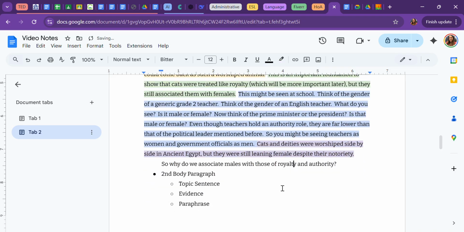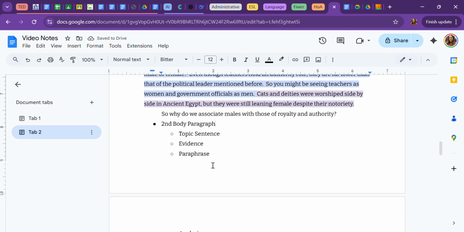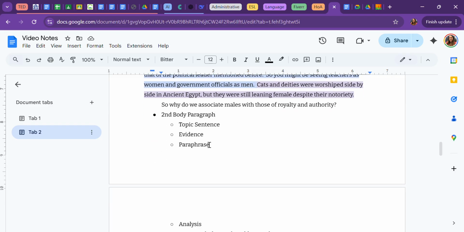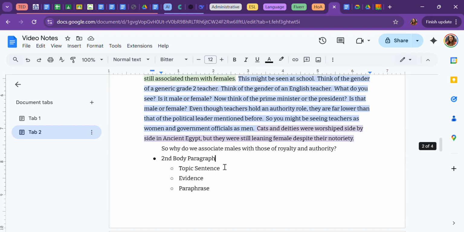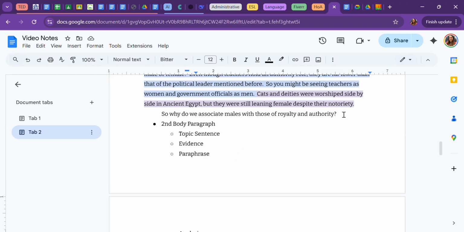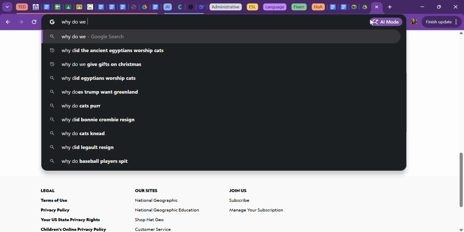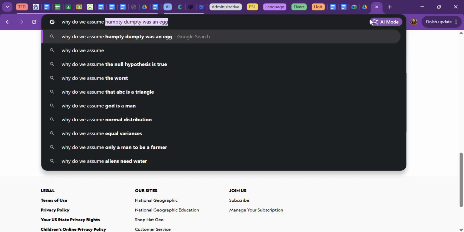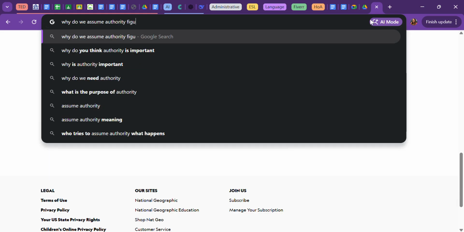Okay. Now let's analyze what a second body paragraph looks like using TPACK. So we have a topic sentence introducing the topic, evidence, paraphrase, put in your own words, analysis. We're going to use the 5Y example. And then a conclusion. And we also want to include a real world example in our analysis. So why do we associate males with those of royalty? Why do we assume authority figures are male?